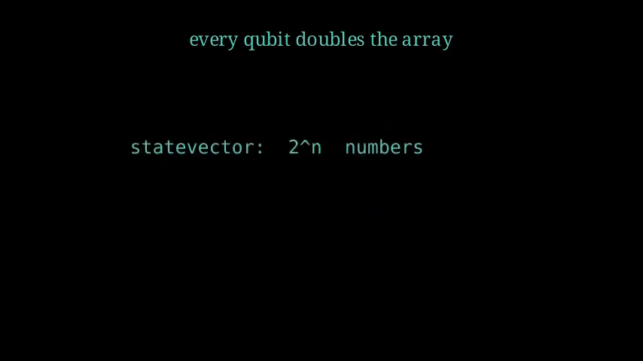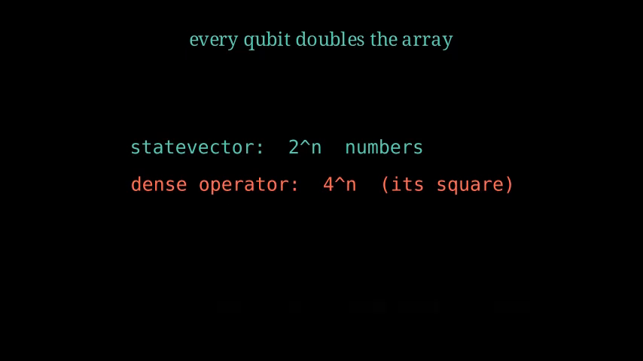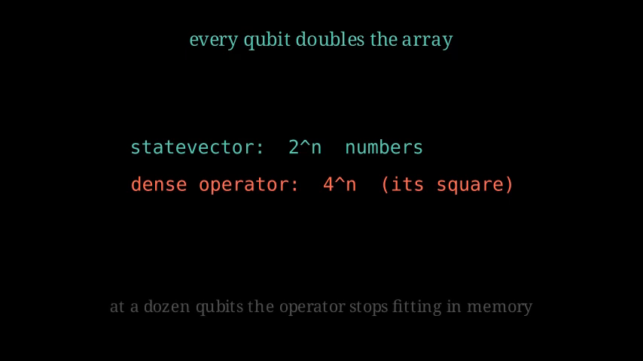The real trap was in how we applied gates. Every gate so far was built as a full matrix stretched across all the qubits and multiplied into the state. But such a matrix has 4 raised to the number of qubits entries, the square of the state itself. At around a dozen qubits, that matrix stops fitting in memory. The scaling post fixes it with one idea: never build the matrix at all.